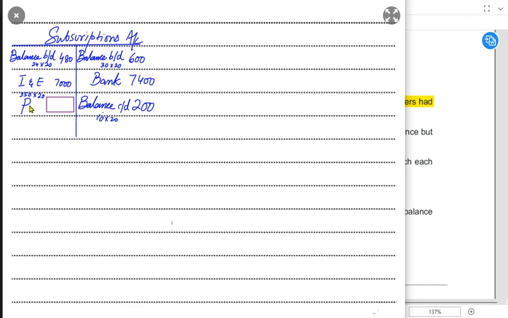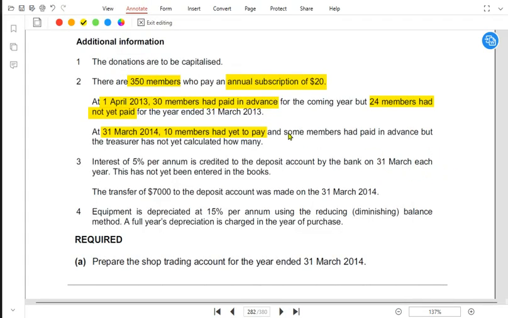And what about this prepaid income? We need to find this prepaid income. Some members have paid in advance, but the treasurer has not yet calculated how many. Now this is the figure for which we actually made a subscription account. Although the examiner does not specifically ask us to prepare the subscription account, we cannot find this value if we are not preparing this account.